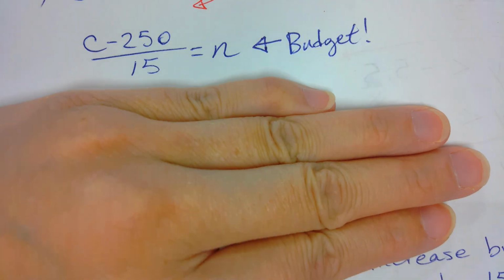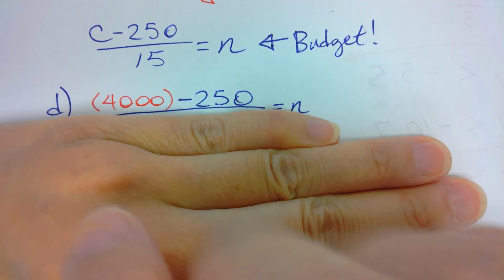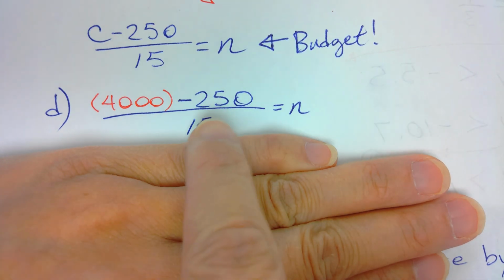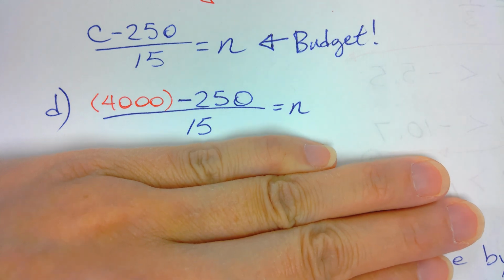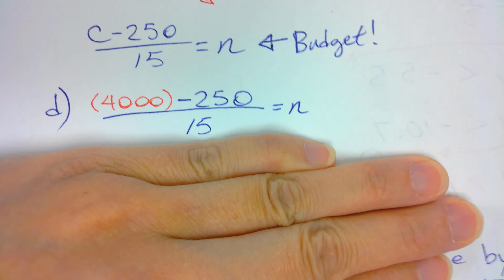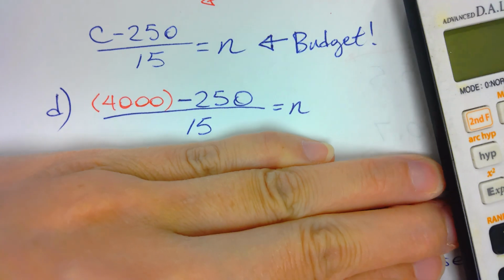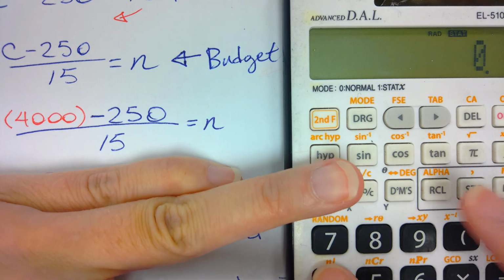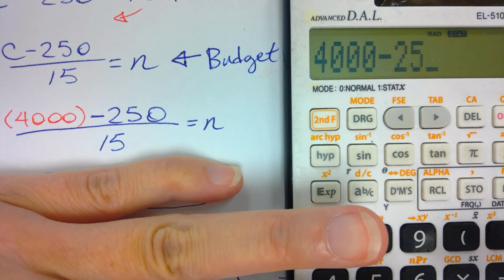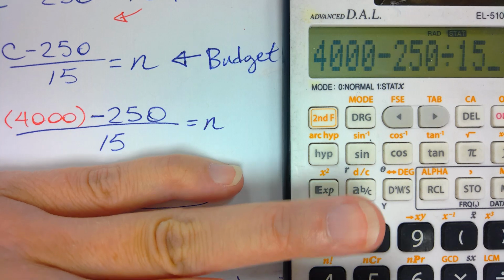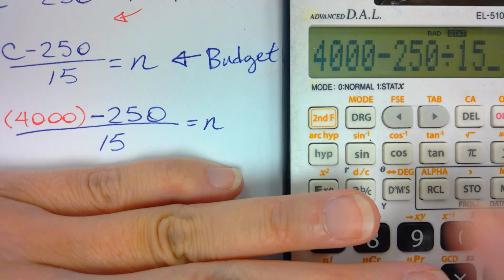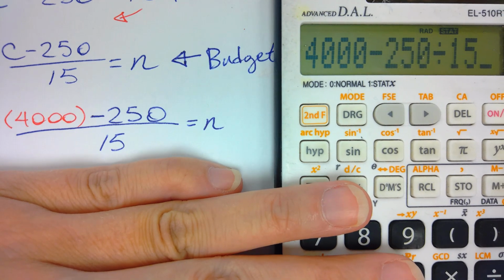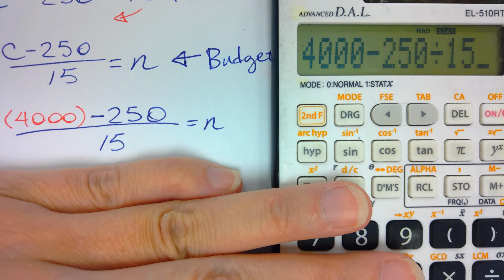$4,000. $4,000 budget. So I can sub it into the equation right here. 4,000 minus 250 divided by 15. Okay. One common mistake that people do. Okay, so 4,000 minus 250 divided by 15. Alright, that's exactly what it reads. What's wrong with this? How I typed it into the calculator. 4,000 minus 250 divided by 15.